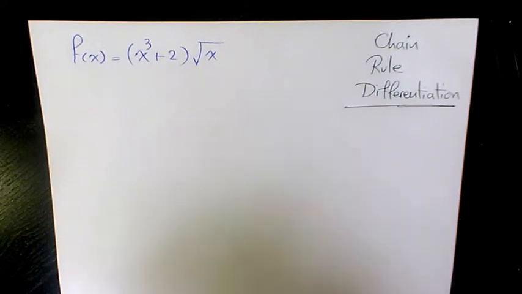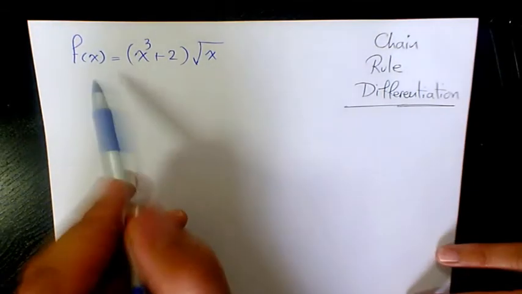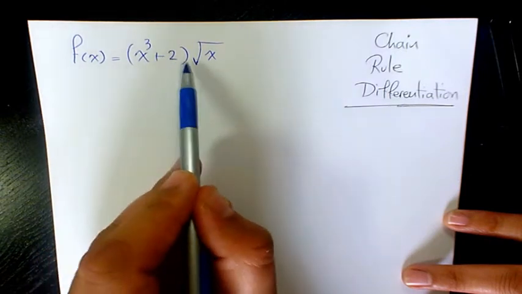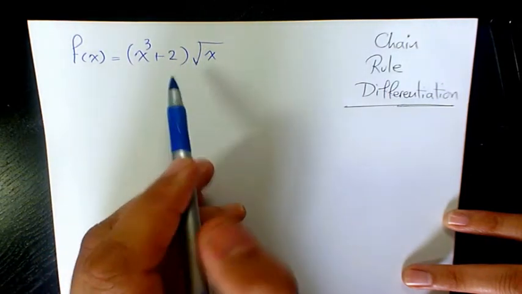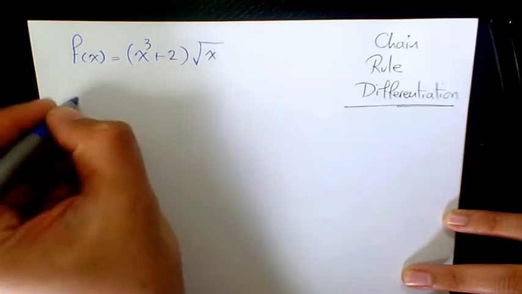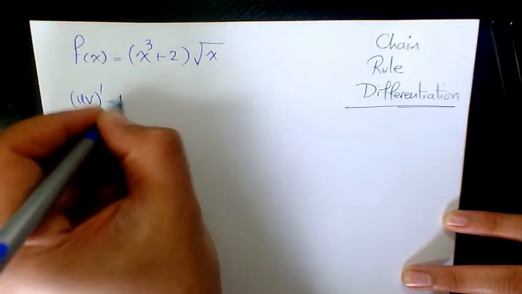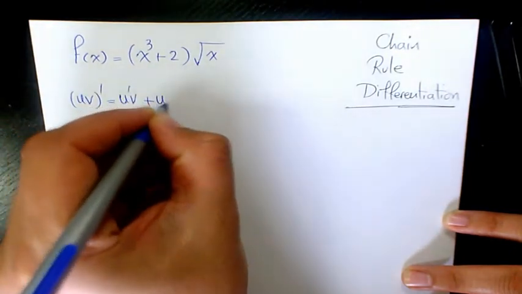Welcome to another video. In this video I want to give you some examples regarding chain rule differentiation. First example is (x cubed plus 2) times square root of x. So what I'm gonna do, I'm gonna use the product rule, which is gonna be u prime v plus u times v prime.